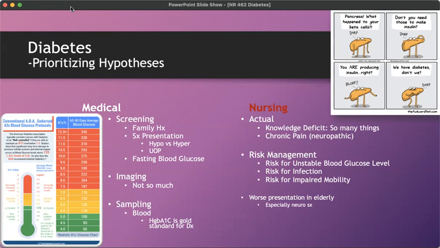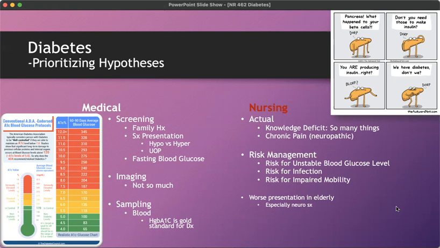So we can see here, the way to read this is if a patient has, say, an A1C of 7.5, that means their 3-month average blood sugar is 187. So that would be very concerning for diabetes.